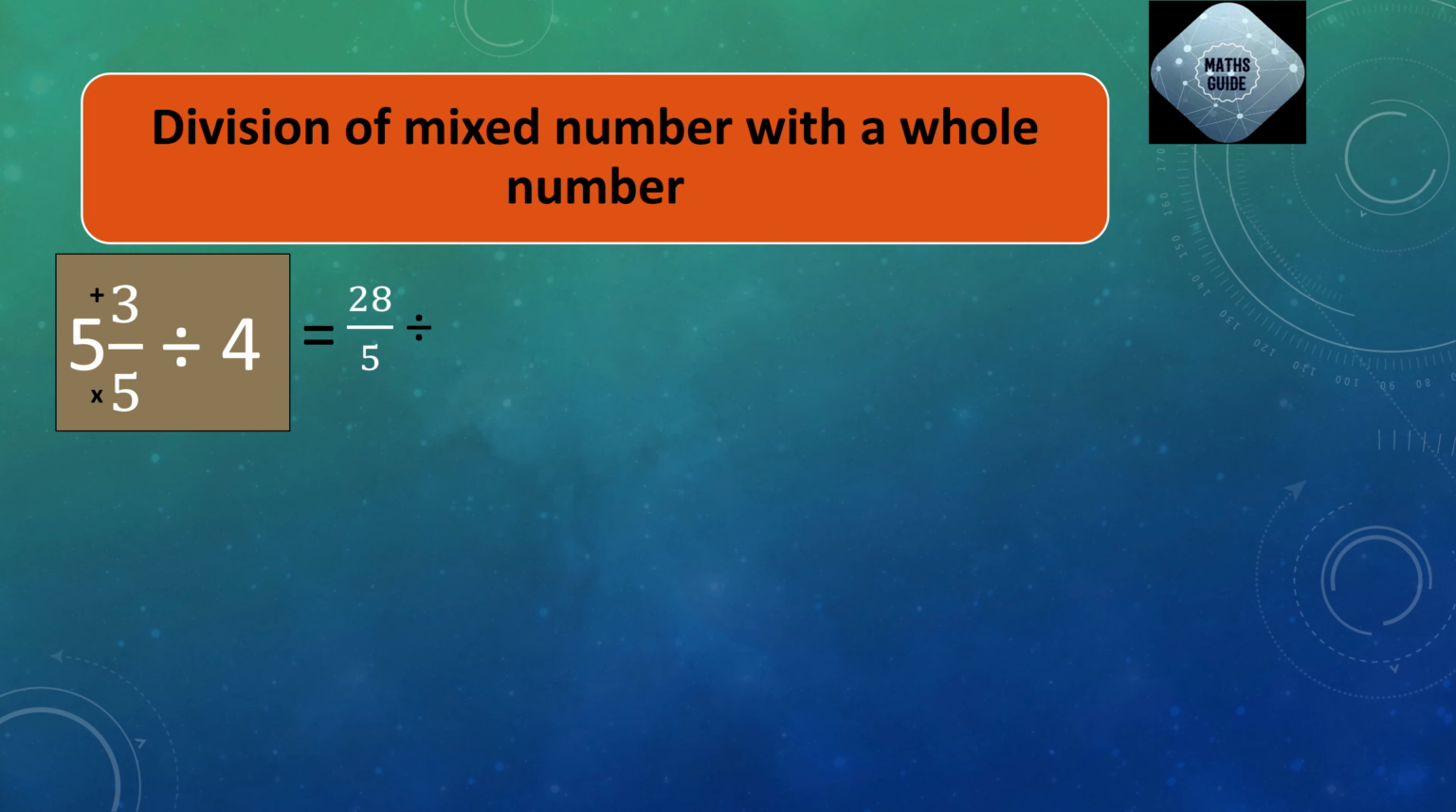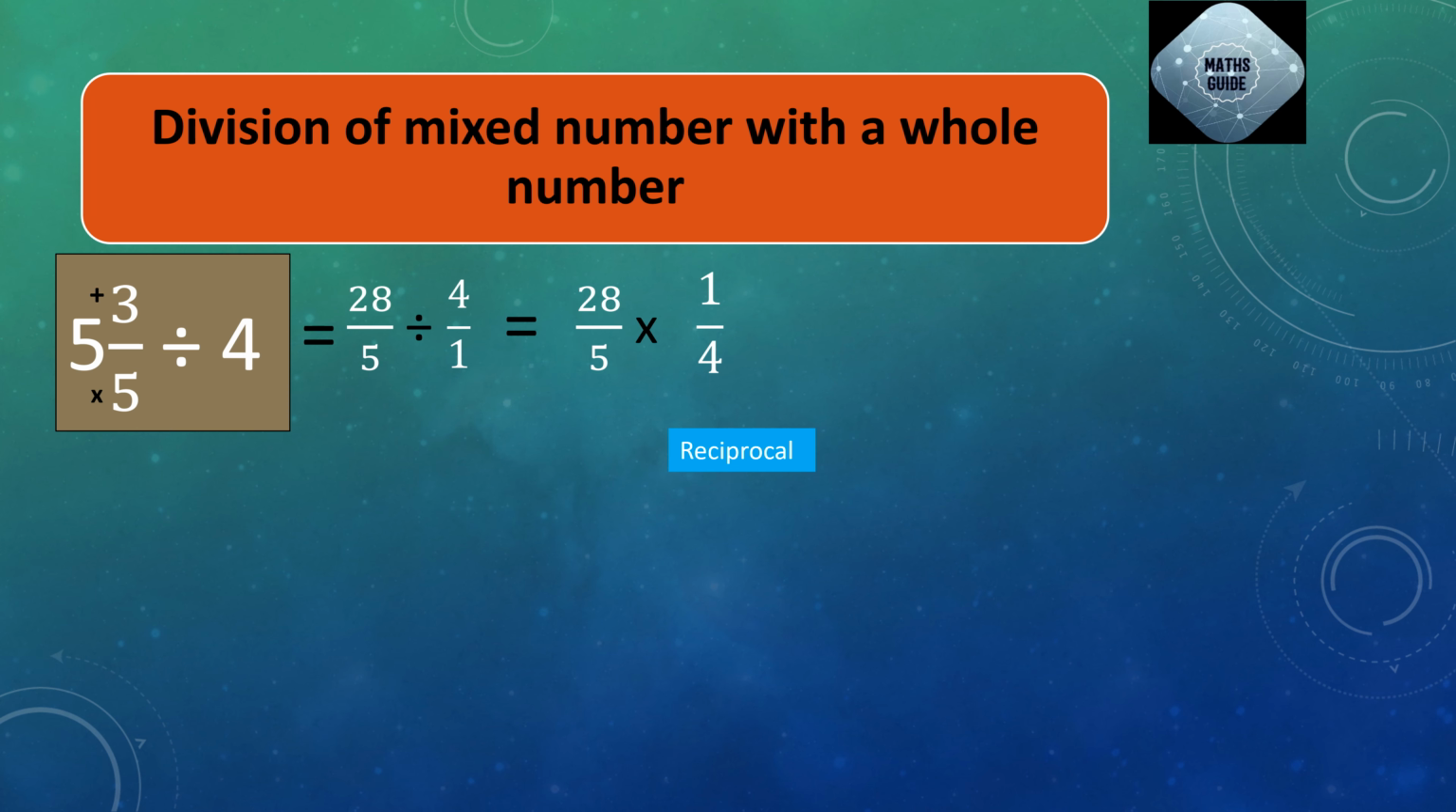Now we will divide this improper fraction 28 by 5 by 4. Now recall all the steps. Keep the first fraction, change sign and take reciprocal of second fraction, just like this. It is better to simplify the fraction first before multiplication of numerators and denominators.